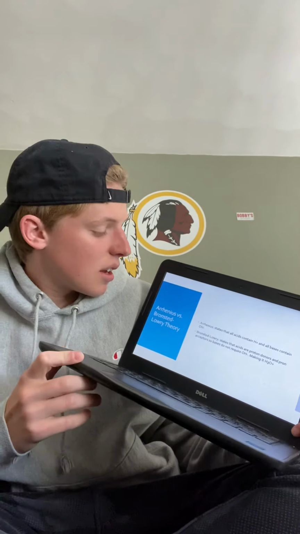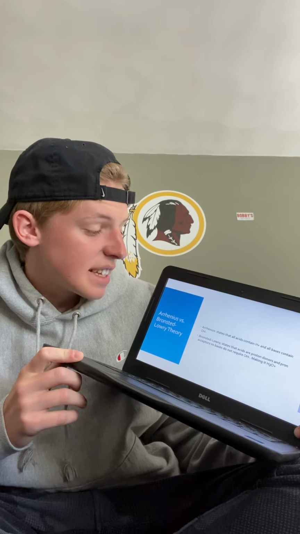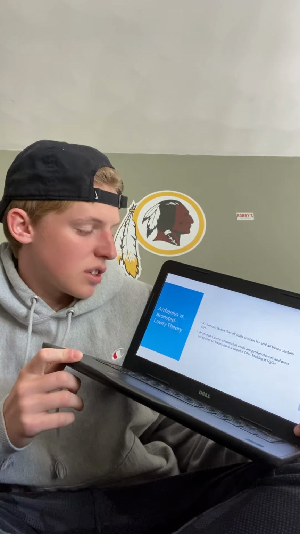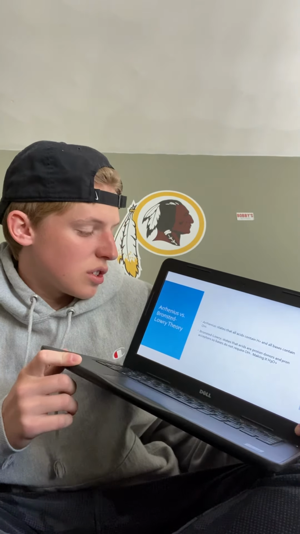The Bronsted-Lowry theory is actually the opposite. So these state that acids are proton donors and bases are proton acceptors. So bases don't require the OH minus. It actually is the opposite. So when it adds to water, it is the H3O plus. Okay, that's the difference between these two theories that they have debated about over time.